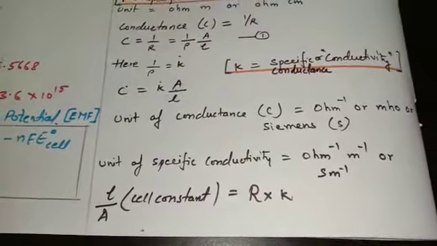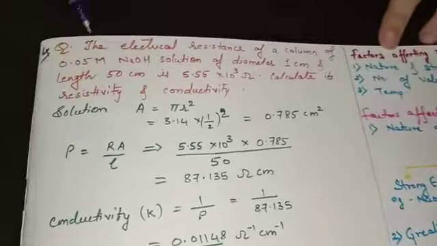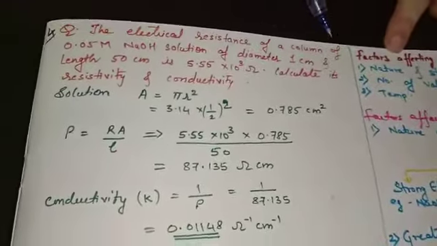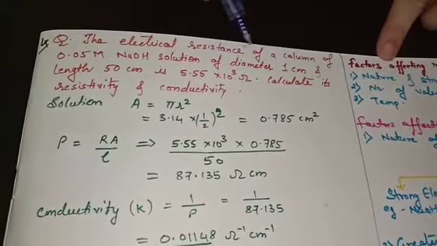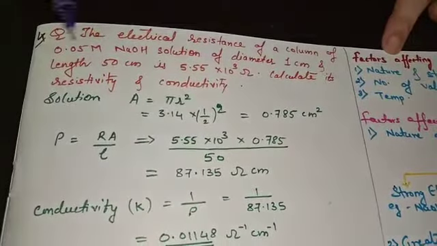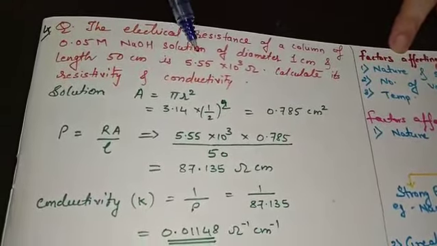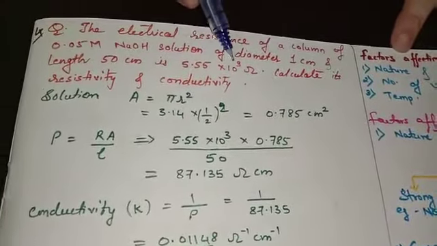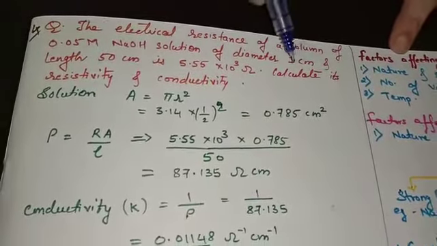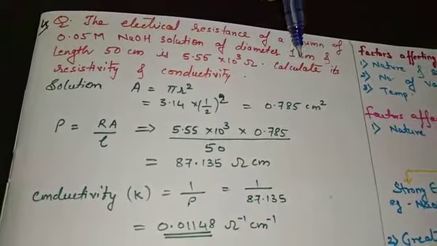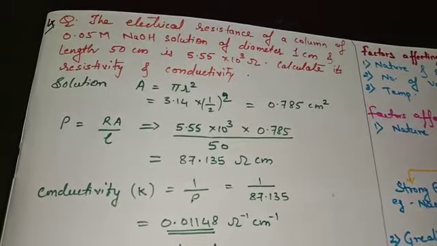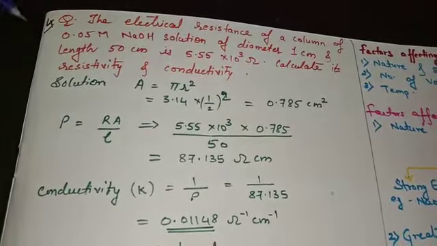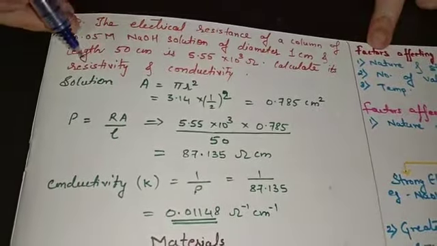Now from this topic, numericals can be asked in your syllabus. The question is, suppose the electrical resistance of a column of 0.05 molar sodium hydroxide solution of diameter 1 centimeter and length 50 centimeter is 5.55 into 10 to the power 3 ohm. Calculate its resistivity and conductivity. So the first thing that we have to calculate is the value of A.